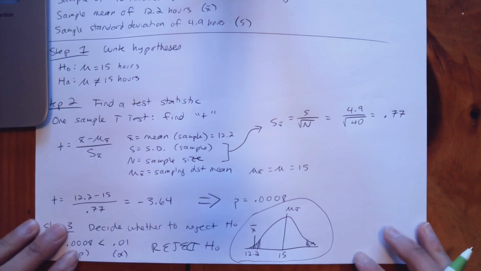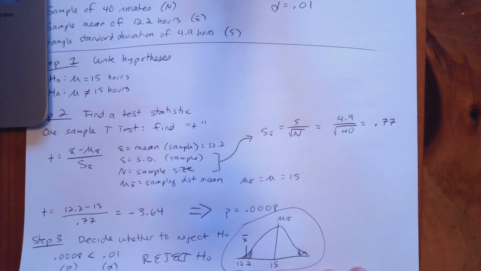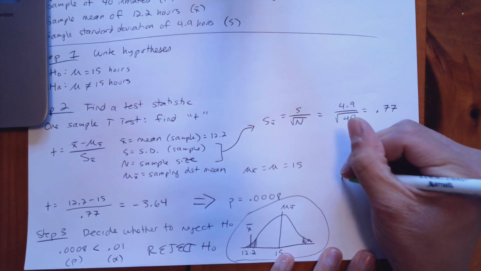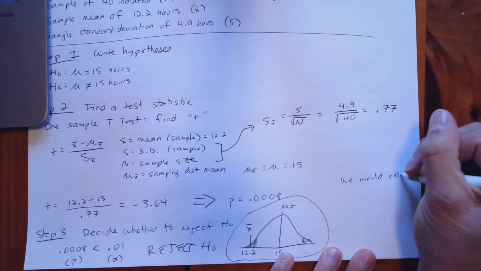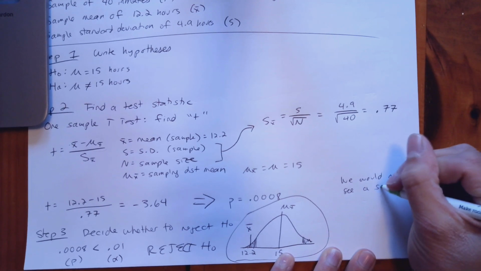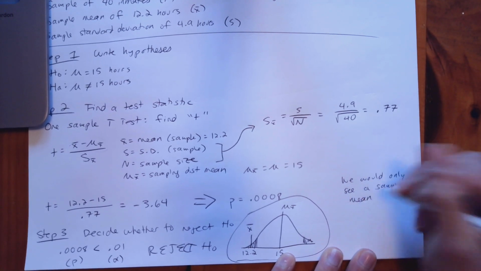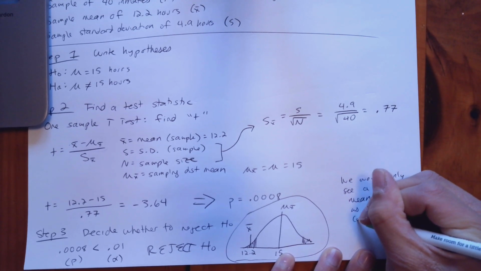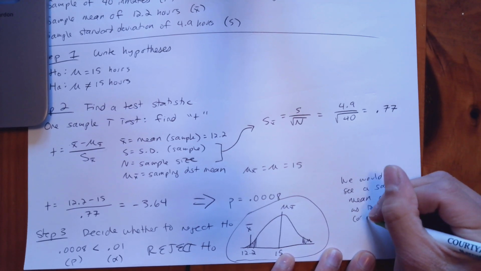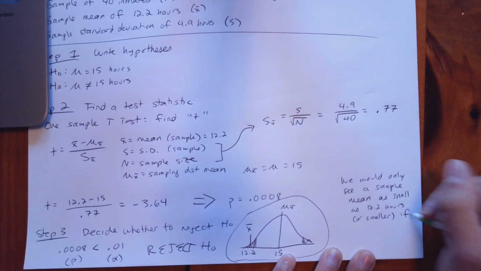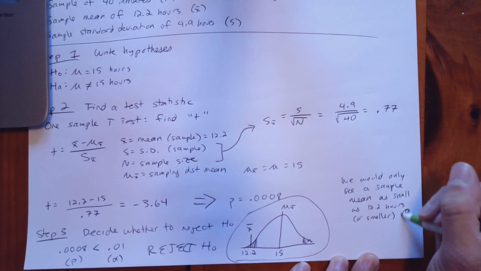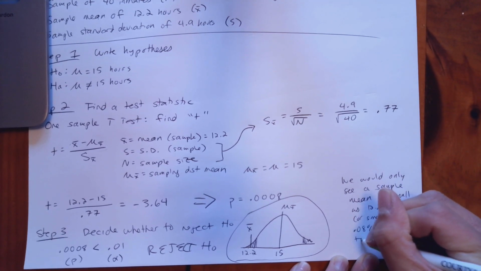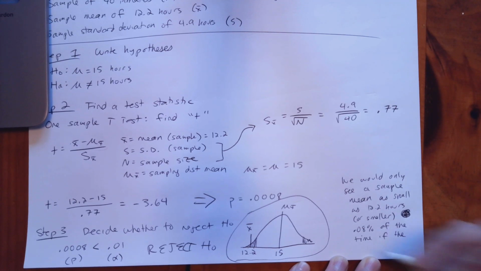And one more way to put this, in talking about our p-value and in describing these results, what we can say here is that we would only see a sample mean as small as 12.2 hours or smaller 0.08% of the time if the true population mean was 15.